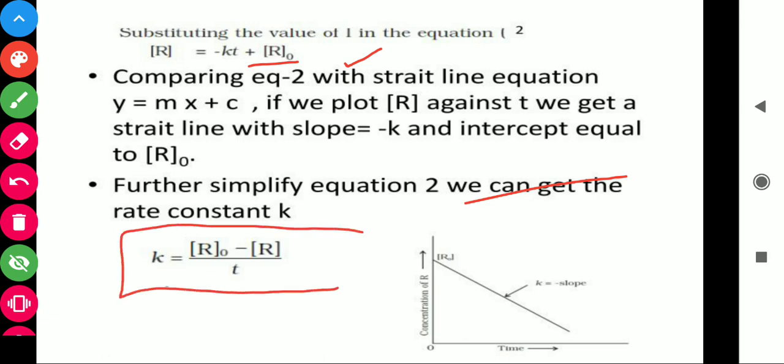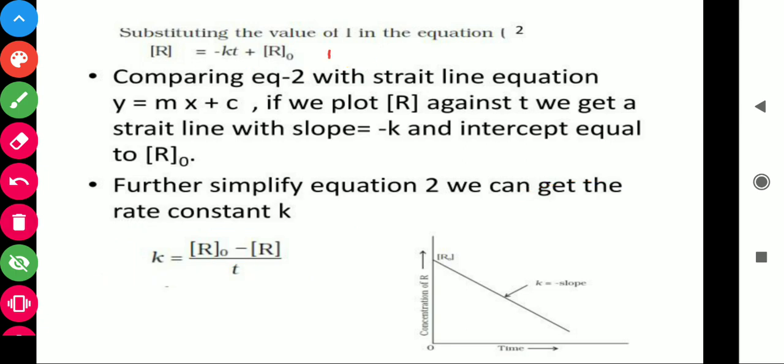If I calculate the value of k now, then it becomes R naught minus R upon t. This is the relation between the rate constant as well as concentrations of reactant at different time, and time is t. This formula should be learned by all of you. How can we calculate the rate constant in the numericals? k is equal to R naught minus R upon t.